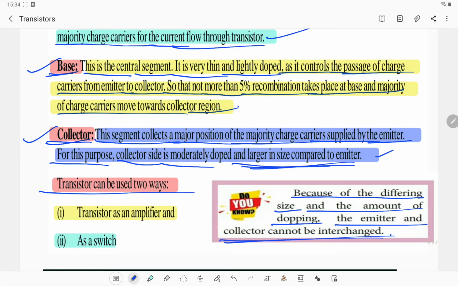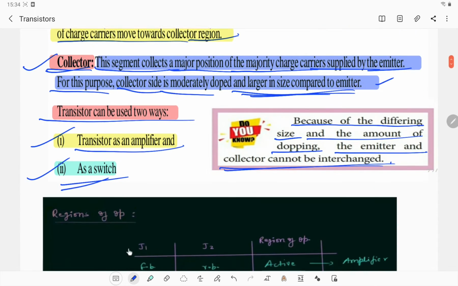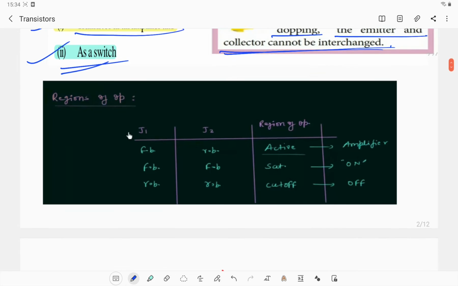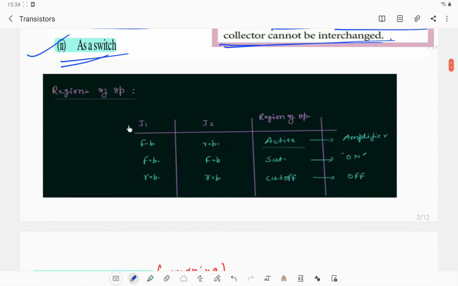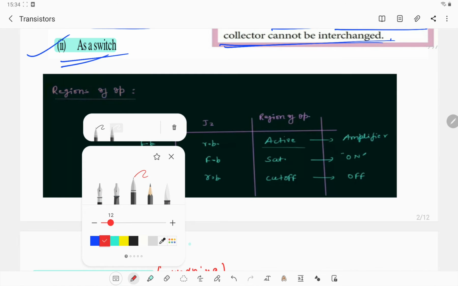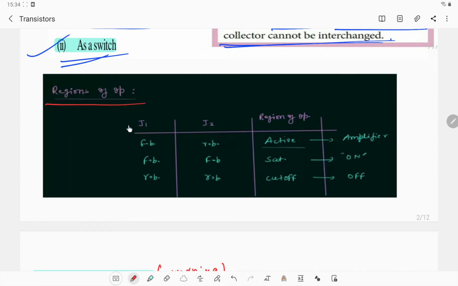Here transistors can be used in two ways: one is a transistor as an amplifier, another one is a transistor as a switch. These are the applications or uses of transistors. Regions of operations.